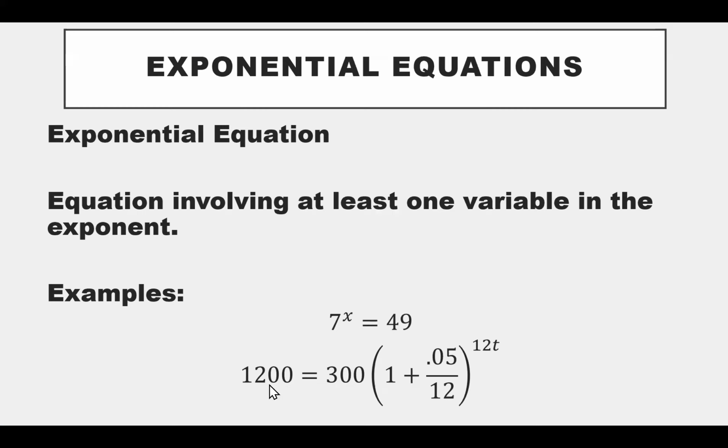But also things like 1,200 is equal to 300 times the quantity 1 plus 0.05 over 12 raised to the 12t is also an exponential equation because the variable of t is in the exponent in the second equation. The variable of x is in the exponent of the first equation.